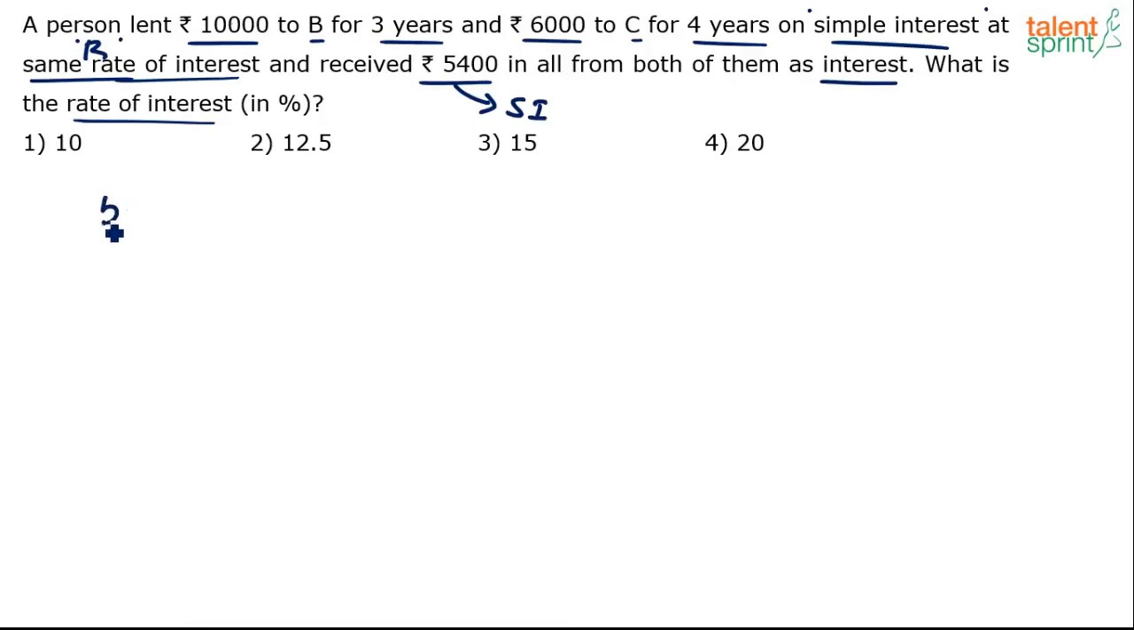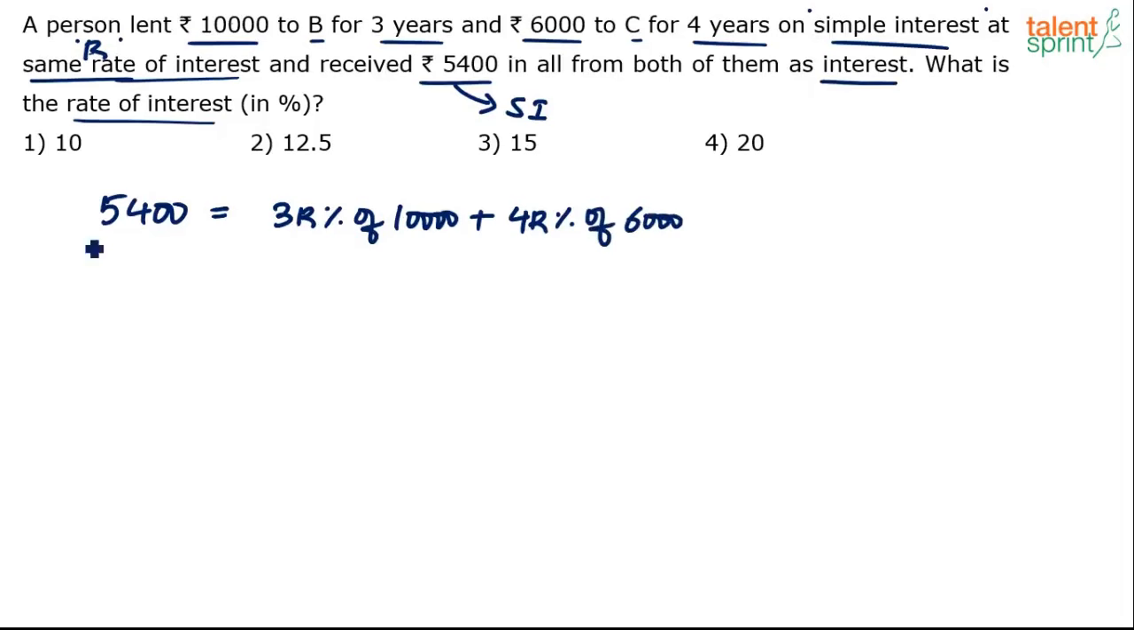Simple. I will say 5,400 will be equal to, see, if the rate of interest is R% per annum, how much will you get in 3 years? 3R percentage. Yes or no? That's the concept that we have learned in the videos of simple and compound interest. Every year you will get R%, so in 3 years you will get 3R percentage. 3R percentage of what? 10,000. So 3R% of 10,000. Plus, same again, if the rate of interest is R percentage per annum, how much do you get in 4 years? 4R percentage. 4R percentage of what? The principal amount, which is 6,000. That's it. Solve for R.